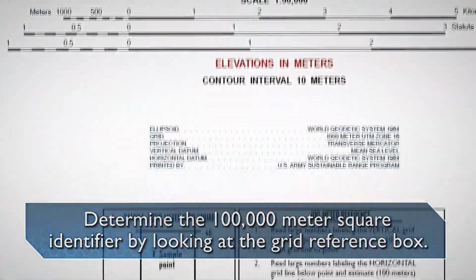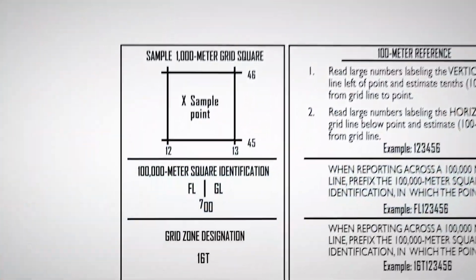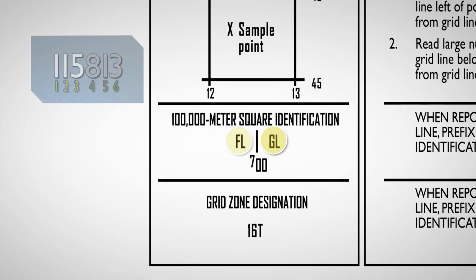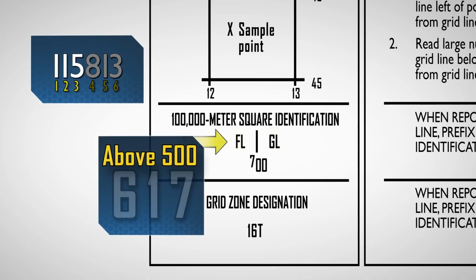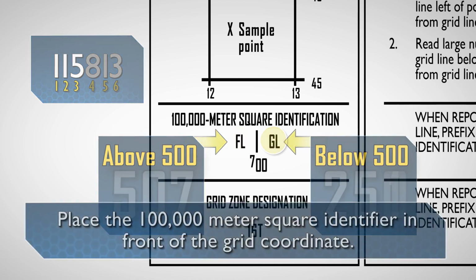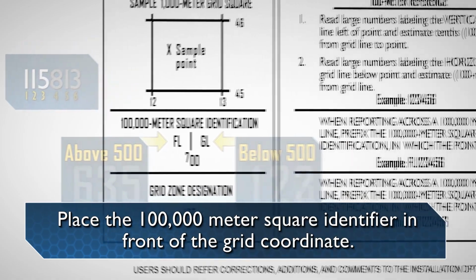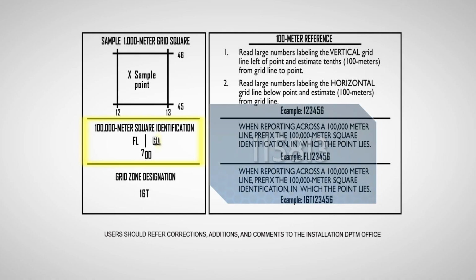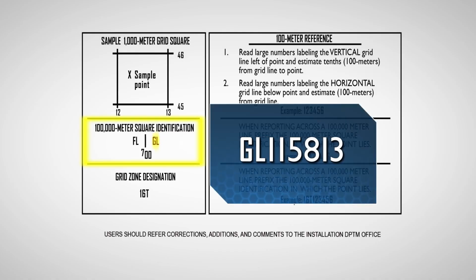Whenever a map covers multiple 100,000 meter square identification grids, as shown in this example, Foxtrot Lima and Golf Lima, and the first 3 digits are above 500, choose the left designator. If the first 3 digits are below 500, choose the right designator. Place the 100,000 meter square identifier in front of the grid coordinate. In the example given, the grid coordinate becomes Golf Lima 115813.